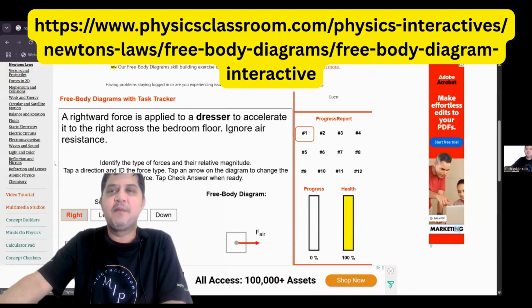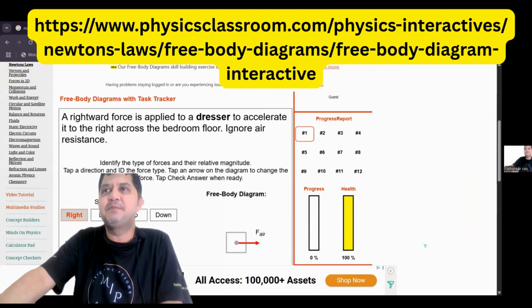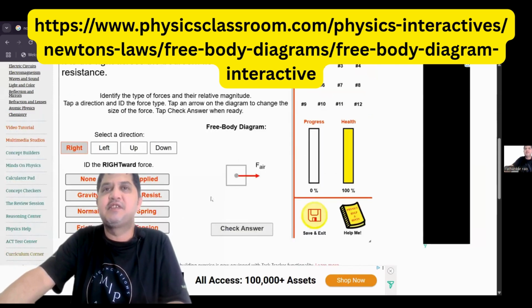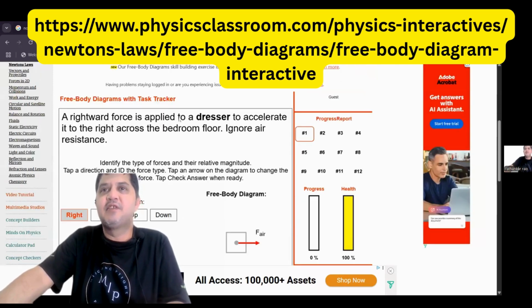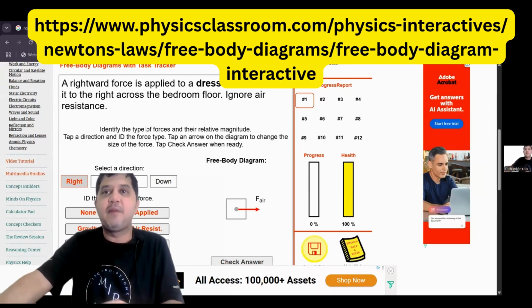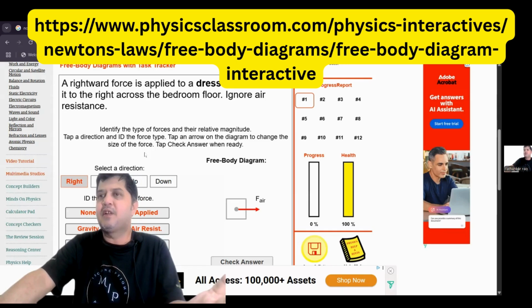Next simulation. Now, we have seen so many simulations. Now, this is the quiz. In the quiz, what has been given here? Force is applied to a dresser to accelerate it to the right across the bedroom floor. Ignore air resistance. There's an object kept over here. You can now apply the rightward force, and then identify the type of forces and the relative magnitudes, tap a direction, similar to what we had seen earlier.